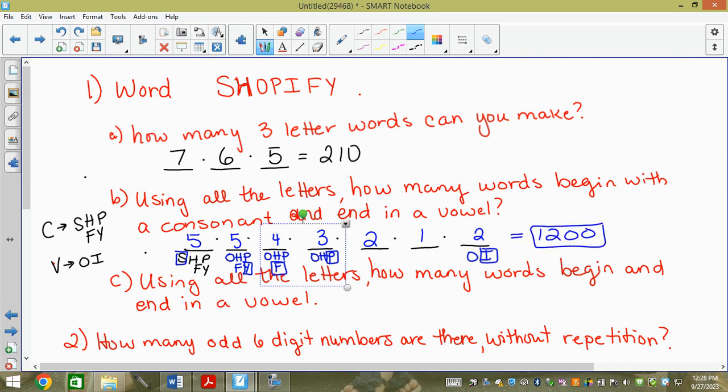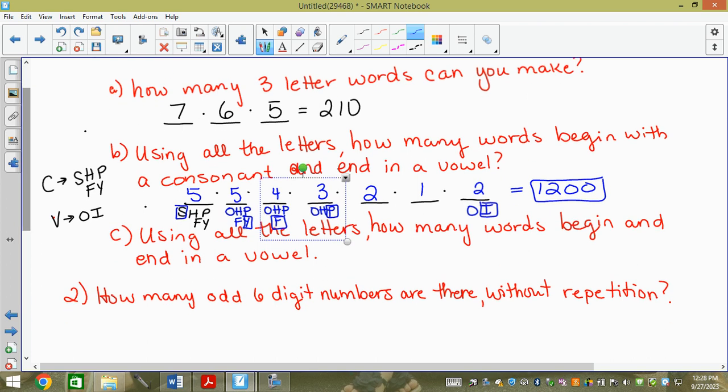120 times 10. Okay, using all the letters, how many words begin and end in a vowel? So now I have to begin and end in a vowel. So I have O or I as my option. Just 2. Say I hold the I, and I have O, which is 1. Now I've used up the I and the O. How many letters do I have left for the middle? 5, then 4, 3, 2, 1, which is 240.